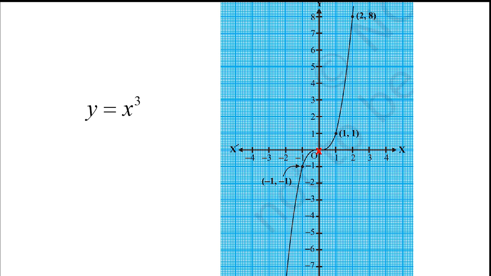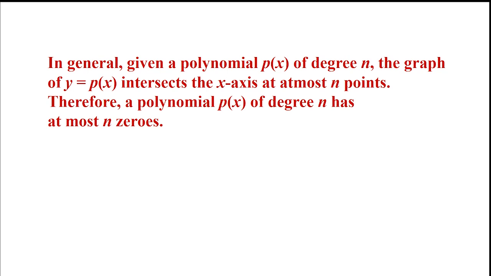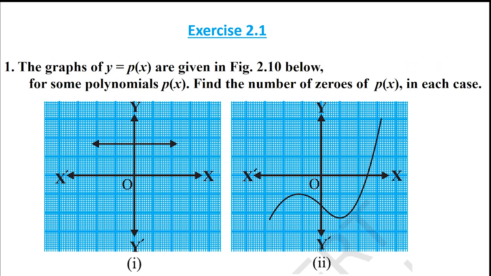That means in general, what we can say? In general, for any polynomial p of x of degree n, the graph intersects the x-axis at most n points. Therefore, a polynomial p of x of degree n has at most n zeros. A polynomial of degree 2 has at most 2 zeros. A polynomial of degree 3 has at most 3 zeros. A polynomial of degree 7 has at most 7 zeros, and so on.